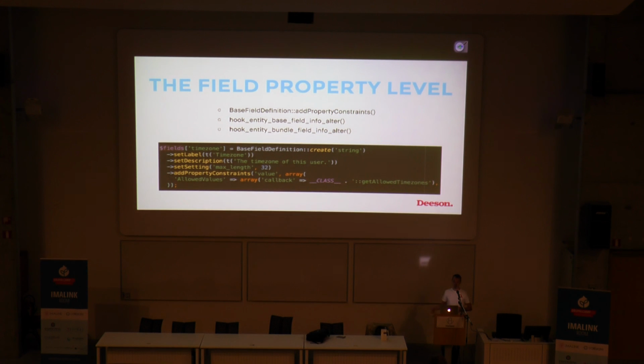And then finally, the fourth level, the field property level. Quite easy actually, again, when defining your content entity type. The same way you would add a constraint to the whole field item list, you can also add a constraint to a single property. In this case, value. This is taken from core again, it's just an example. You can add any constraint you want to a property. Again, use hook entity base field and bundle field info alter if you want to change another entity type's constraints.